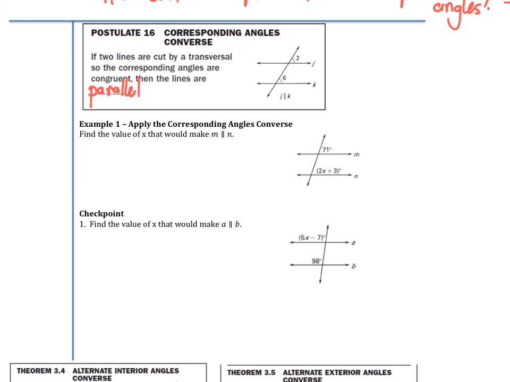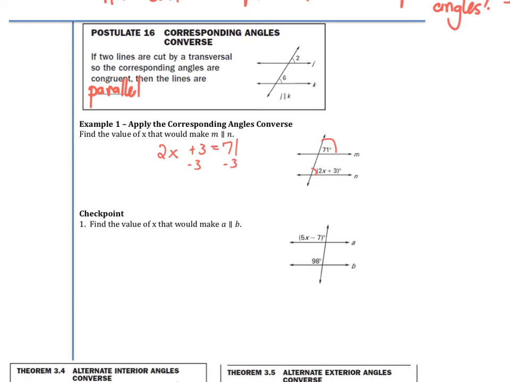So we have an example here. They tell us to find the value of x, and we're going to use the corresponding angles converse. We're going to find the value of x that will make the lines parallel. If the lines are parallel, you know that these two angles, because they're corresponding, would have to be congruent. So 2x plus 3 would have to equal 71 in order for those lines to be parallel. Because again, to be parallel, the corresponding angles have to be congruent.